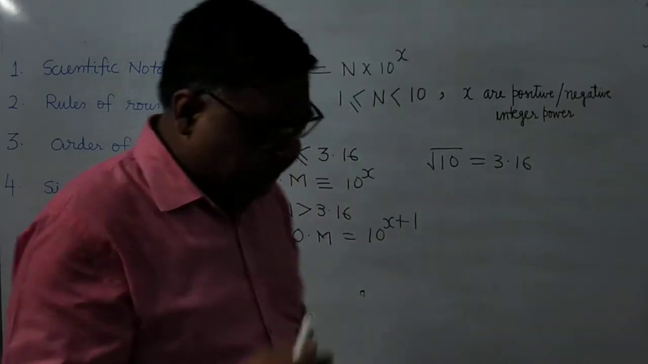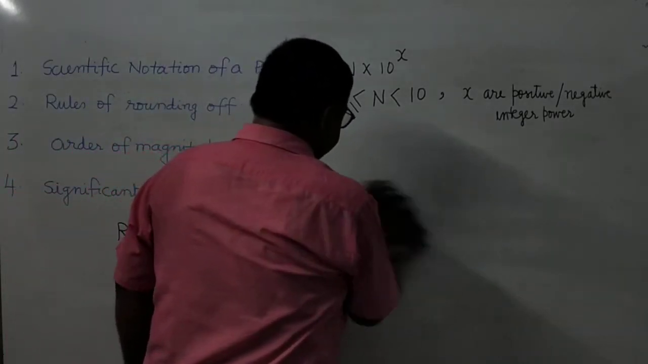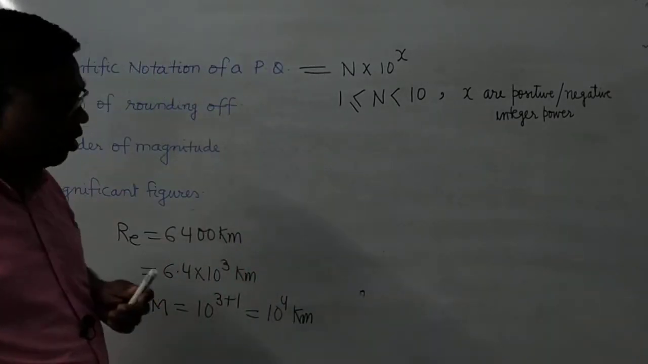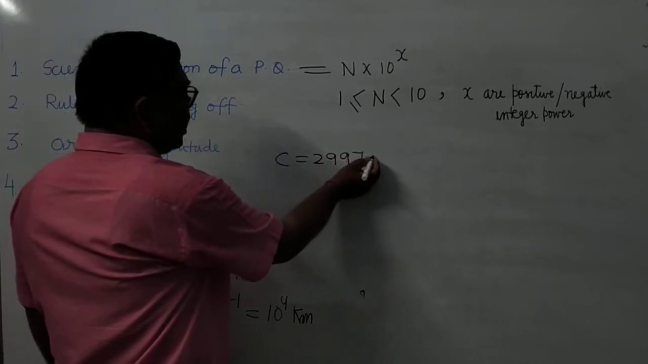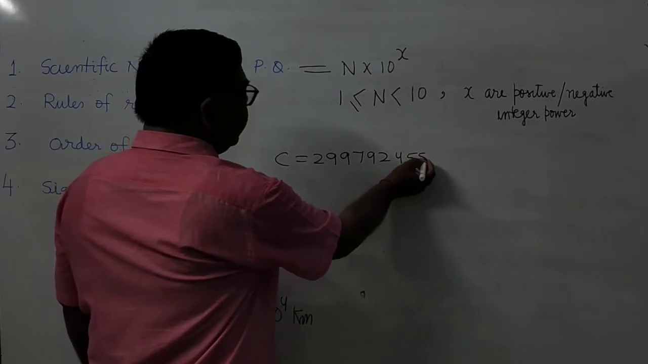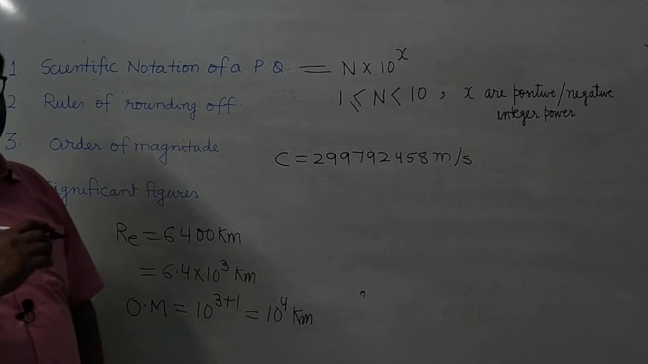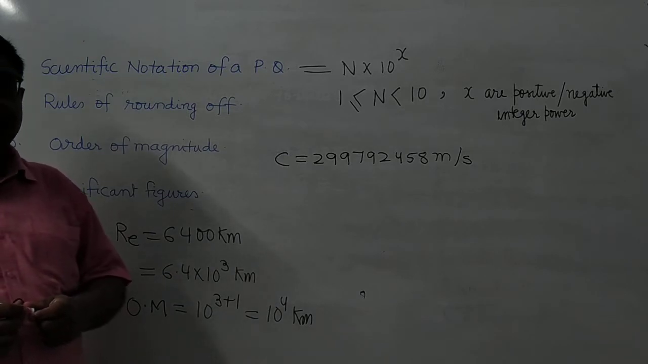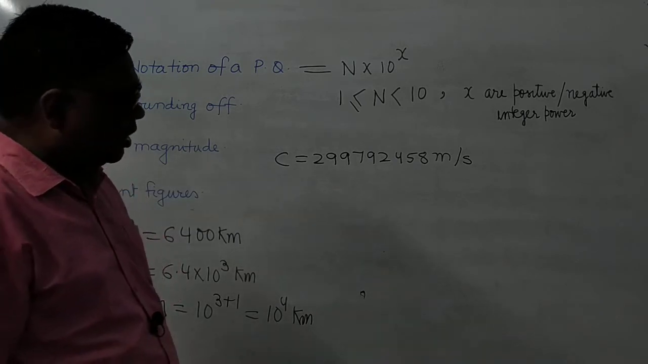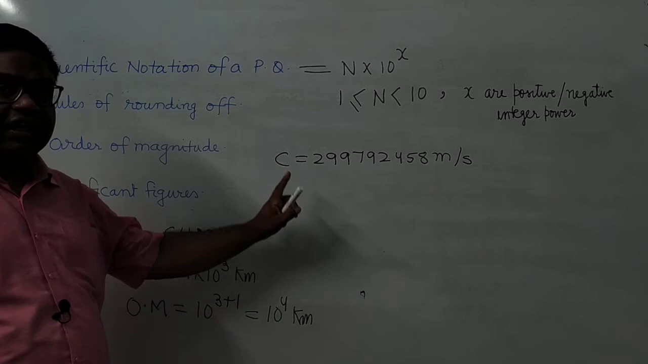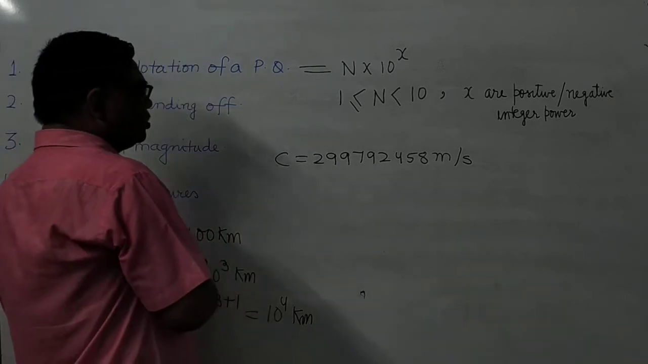Now see here, as we know the nine-digit value of the speed of light. What is the nine-digit value of the speed of light? It is 299,792,458 meter per second. So first you write it in scientific notation, and then you round off up to 1 decimal point. Here first I will write it in the scientific notation and then round off up to the first decimal point. So see here.